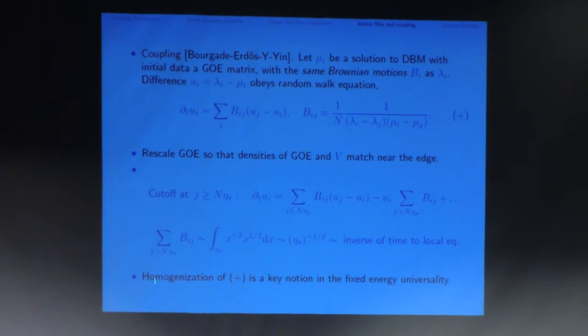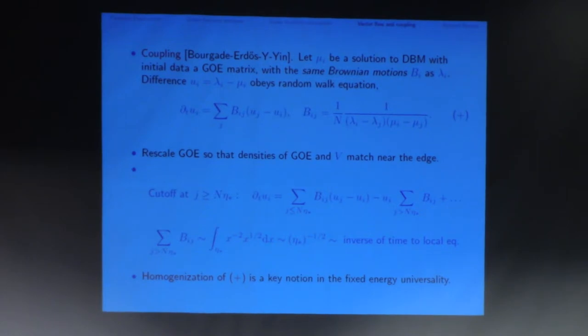Both this coupling and homogenization came from the paper where we did the fixed energy universality. Homogenization says that even though this kernel is fairly random, once t is large enough, the kernel of this evolution at time t can be computed without any problems. Large here is still quite small; it is related to 1 over n.